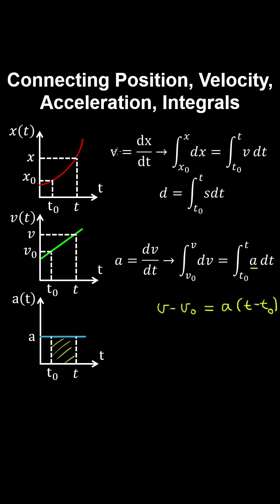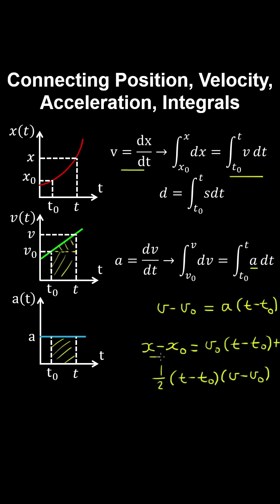And in a similar way, the velocity is equal to the instantaneous rate of change of position with respect to time, so we can separate the variables and integrate both sides. Here we can also evaluate this integral on the right using geometry. So that's the area under the velocity time curve. On the left hand side we have the displacement, and if you substitute for v minus v naught, we can write the displacement in terms of the acceleration also.